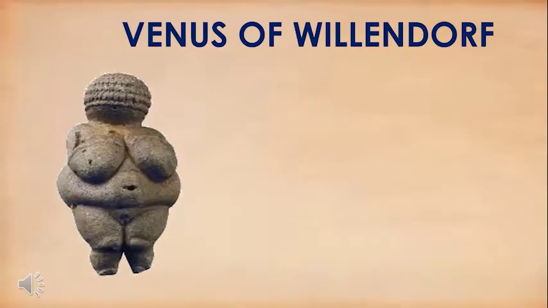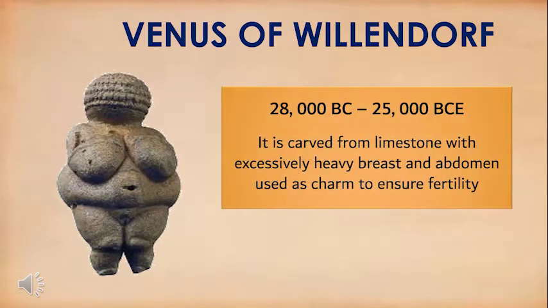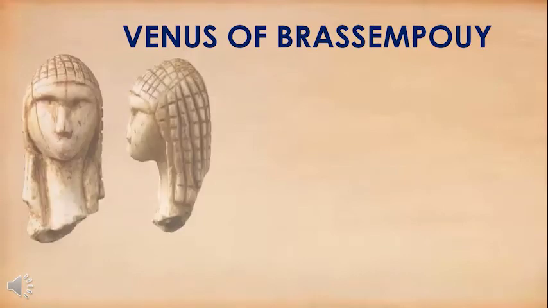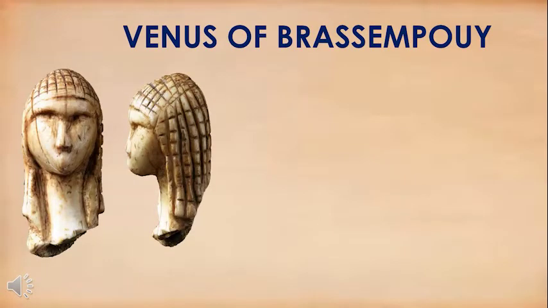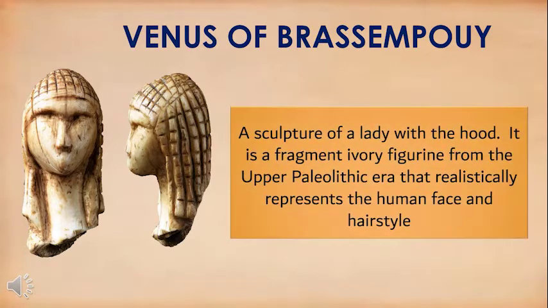The Venus of Willendorf. Between 28,000 BC to 25,000 BCE. It is carved from limestone, with excessively heavy breast and abdomen, used as charm to ensure fertility. The Venus of Brassempouy. A sculpture of a lady with the hood. It is a fragment ivory figurine, from the Upper Paleolithic era, that realistically represents the human face and hairstyle.